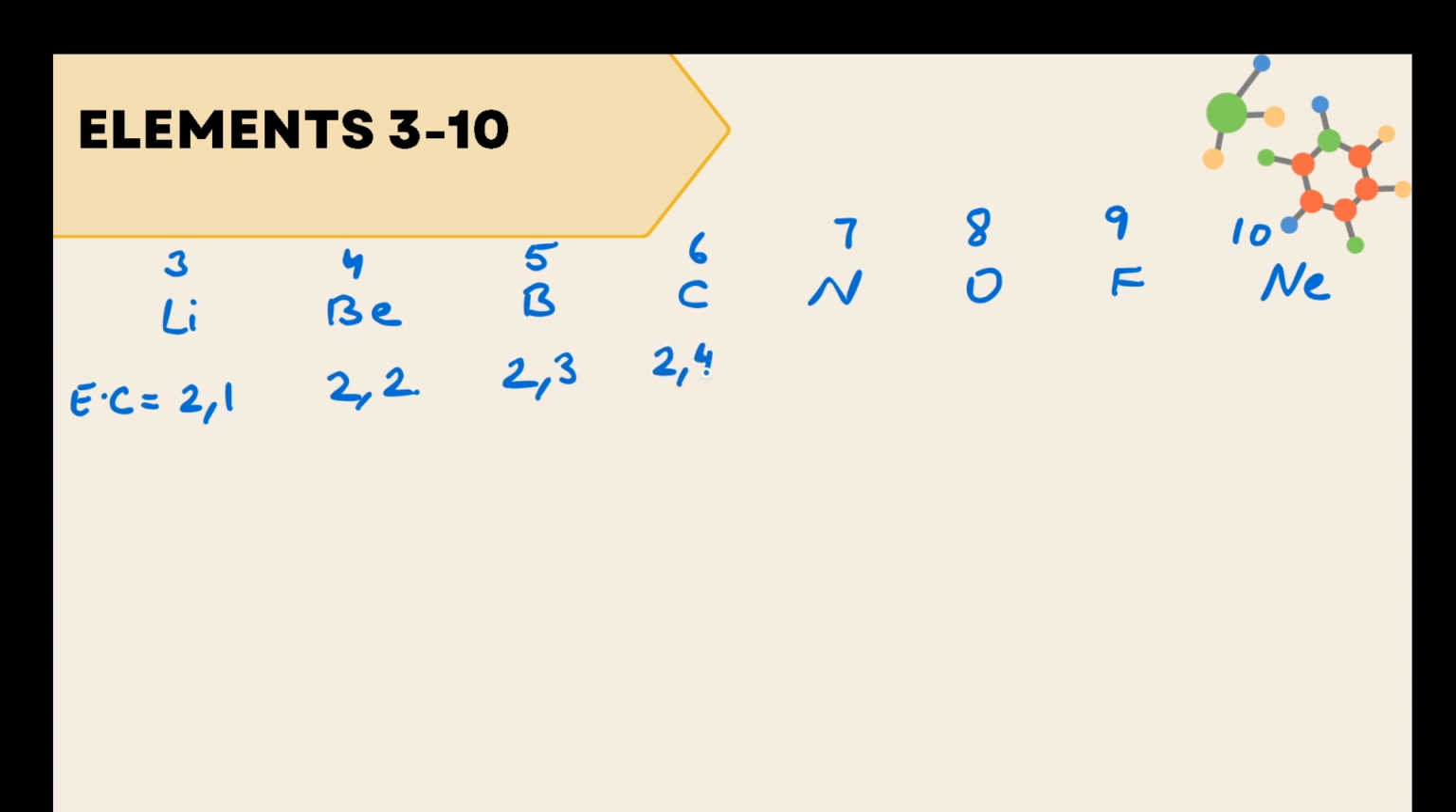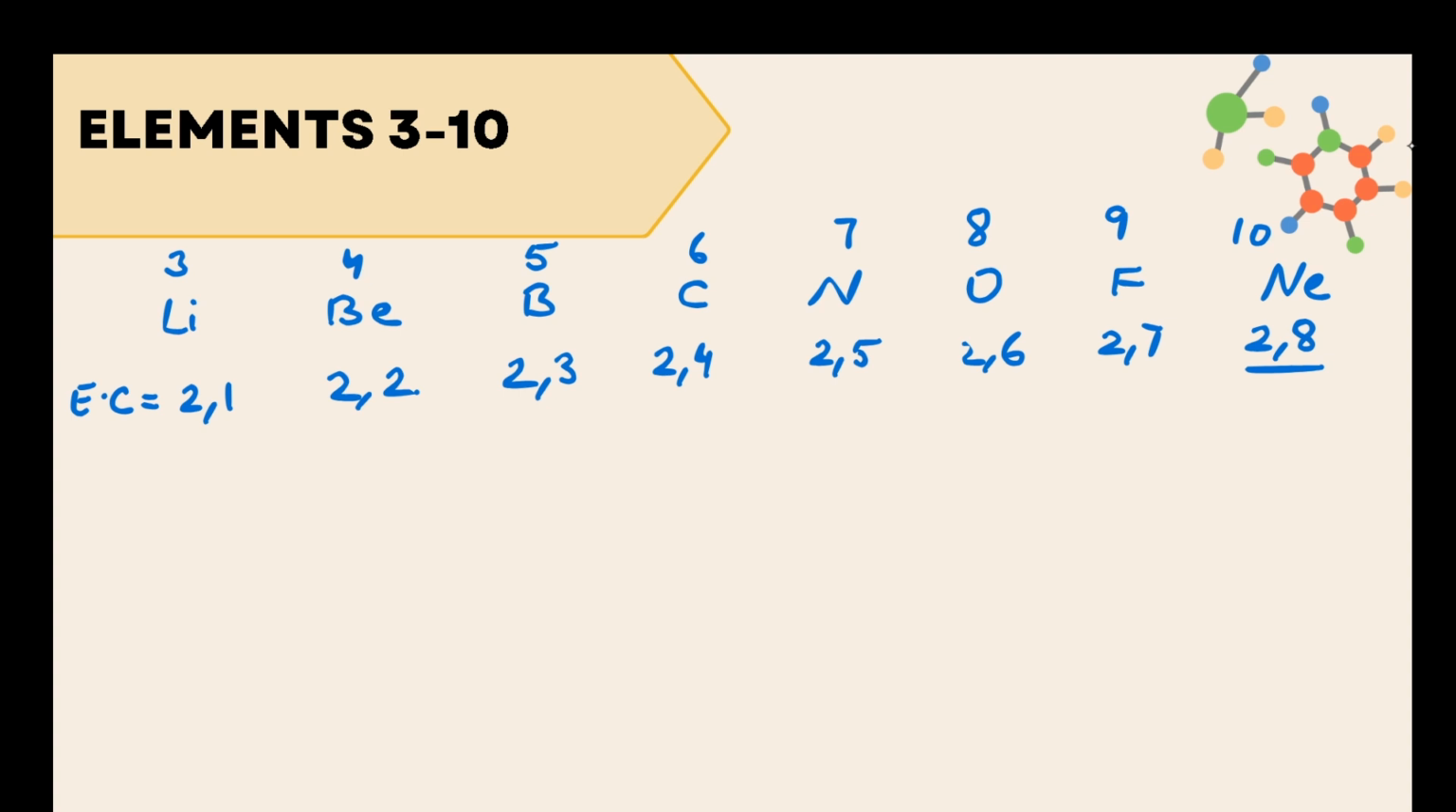Carbon will be 2, 4, nitrogen is 2, 5, oxygen is 2, 6, fluorine is 2, 7, and neon will be 2, 8. Now the important point you have to observe is that neon has acquired a complete octet by having how many electrons in its valence shell? 8.